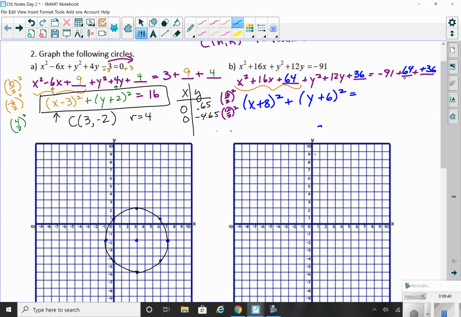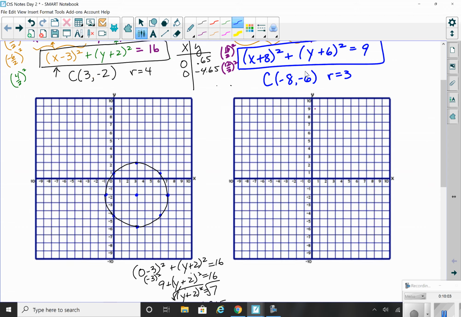And then if we add those big numbers, 64 and 36 is 100. 100 minus 91. I feel like I did something wrong. No, I think that's 9. That sounds right. That's 9. So there is the equation of my circle in standard form. So now I can tell that my center is at negative 8, negative 6, and that my radius is 3.